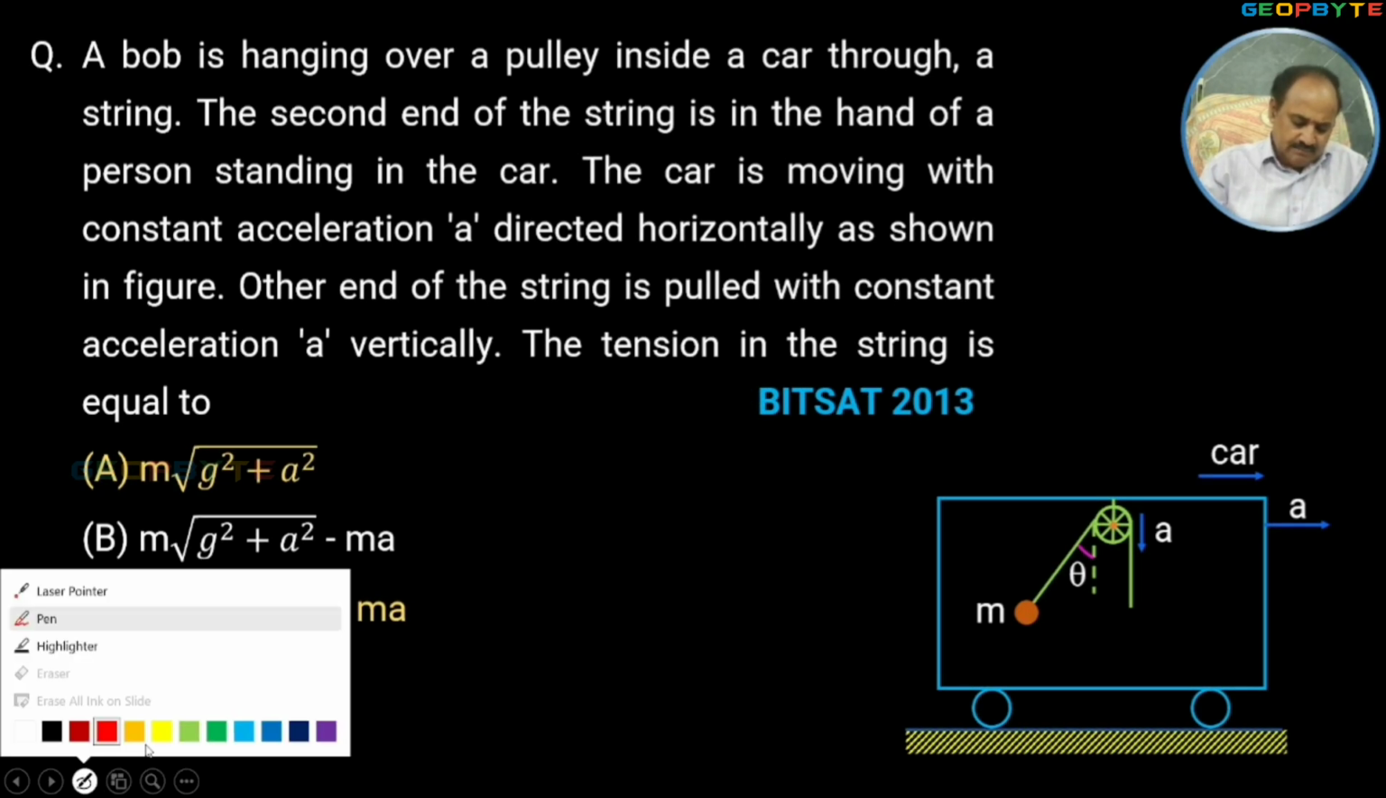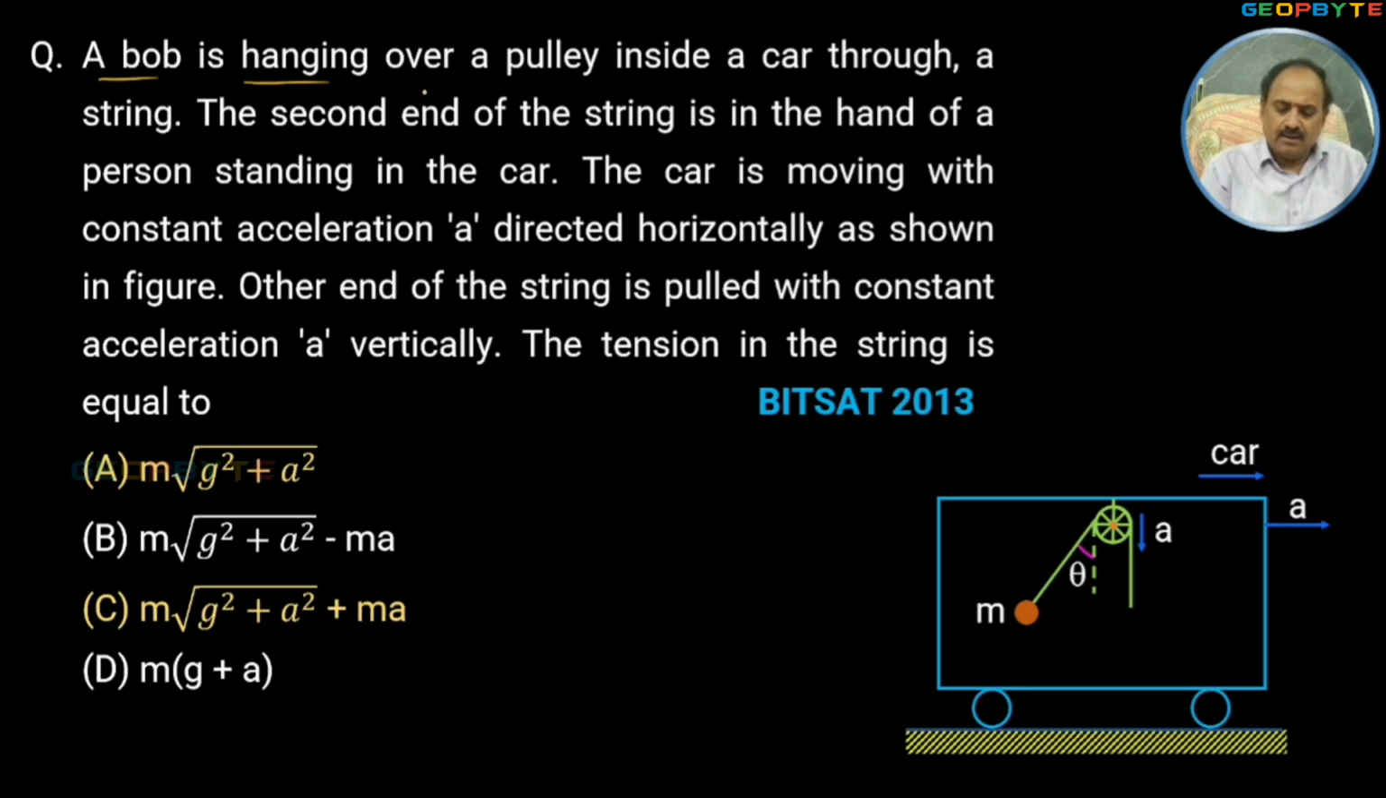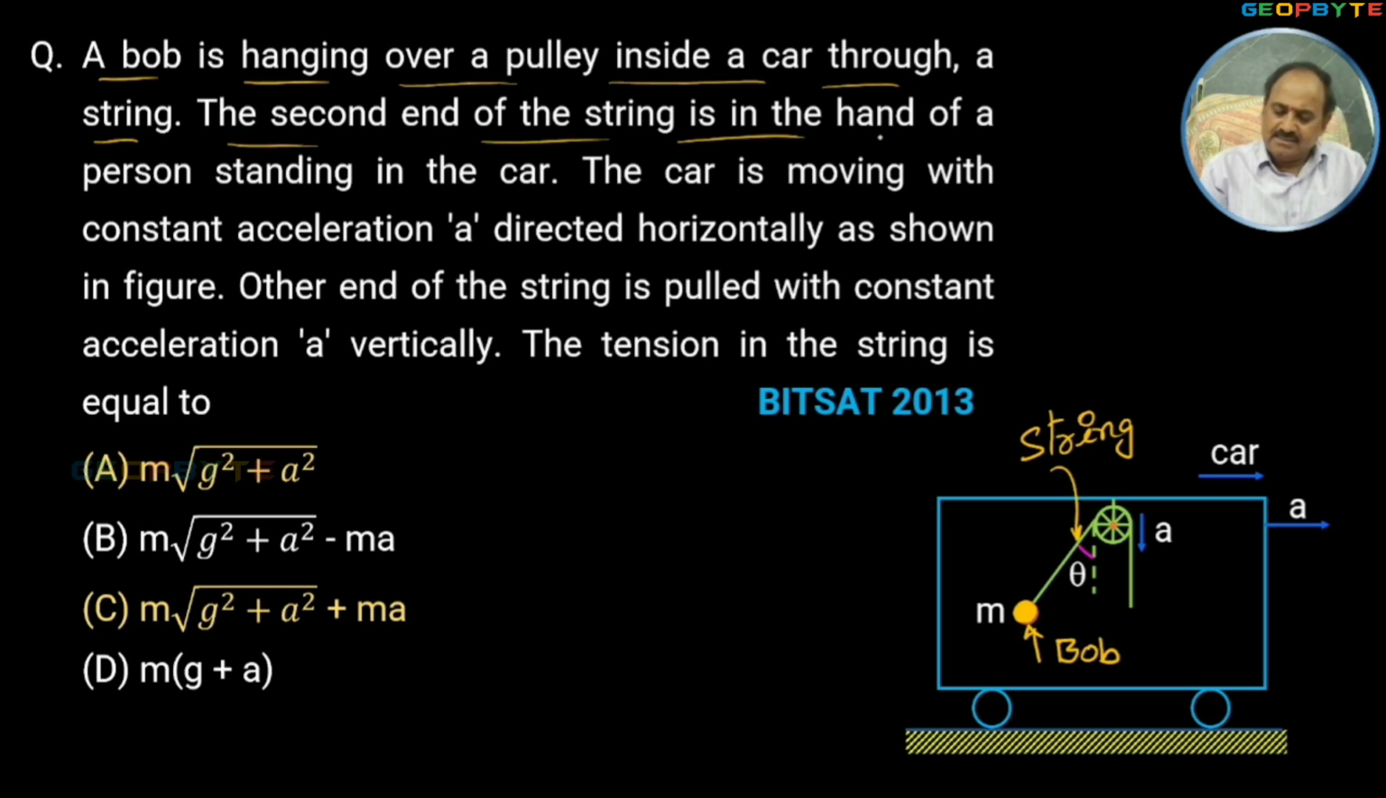It is asking like this. A bob is hanging over a pulley inside a car through a string. Look at the string. At the end of the string there is a bob, which is hanging. The second end of the string is in the hands of a person standing in the car. The other end of the string is held by a person who is standing in the car.